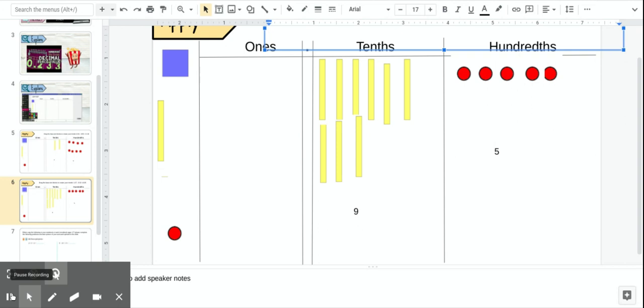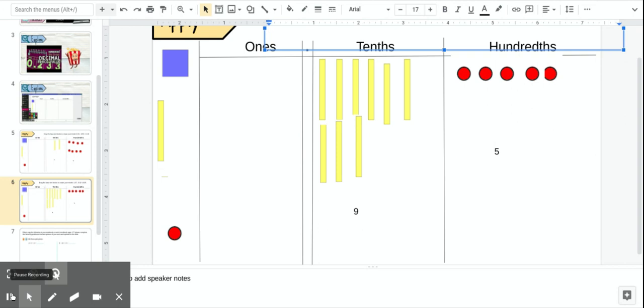I have 1, 2, 3, 4, 5, 6, 7, 8, 9. So there's 9 in the tenths place. And there's nothing left in the ones place because we borrowed it. So I need to put my decimal there. I'm going to go back and type my answer. We have 0 and 95 hundredths left.